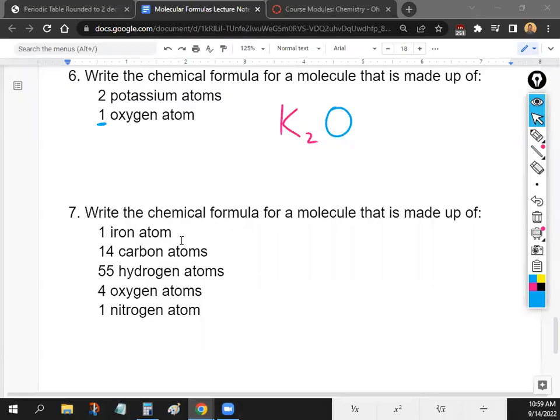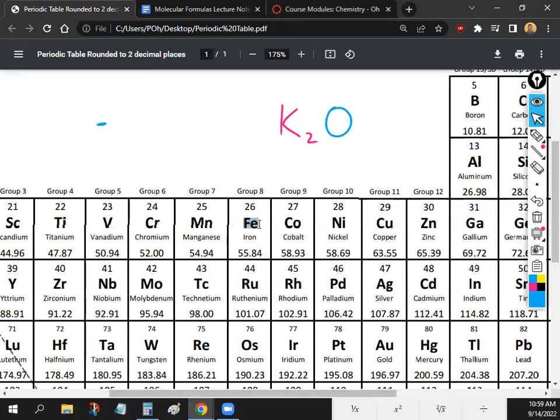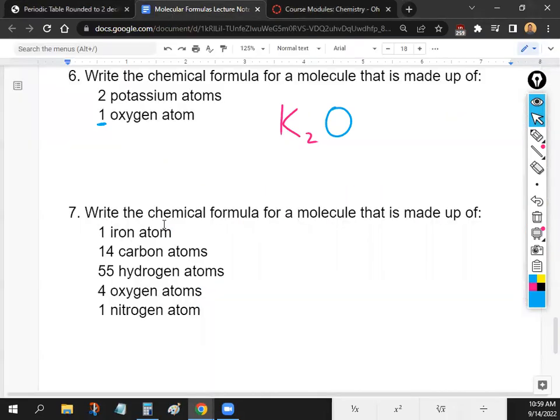Start on the assignment. So we've seen most of these elements. The only one we didn't see is iron. So if you go on the periodic table, what's the symbol for iron? Yeah, Fe. It's in the middle. Iron is Fe. Okay, so it tells us that we only have one iron, so we can just write Fe.